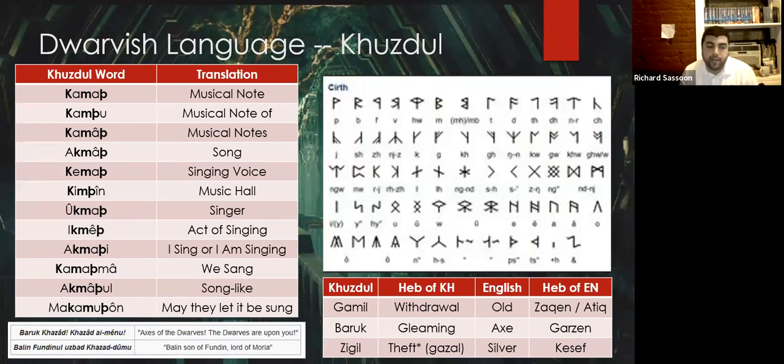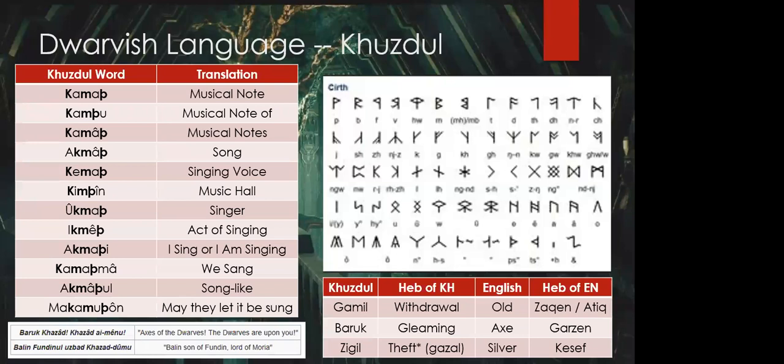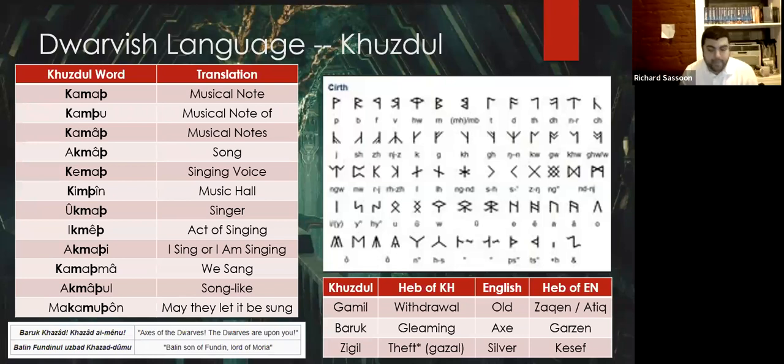Another similarity is that Khuzdul is the language that dwarves did not share with any other beings. In fact, they only spoke it among their own people. They would speak Westron when speaking with others. And this is very similar to the fact that Jews kept Hebrew as an internal ceremonial language and didn't speak Hebrew with non-Jews.